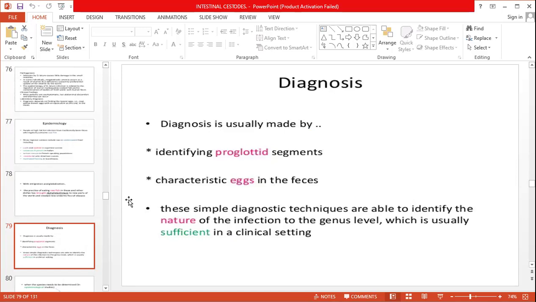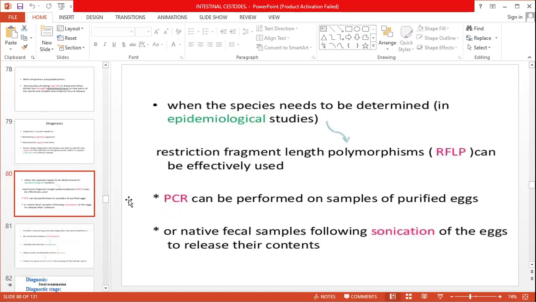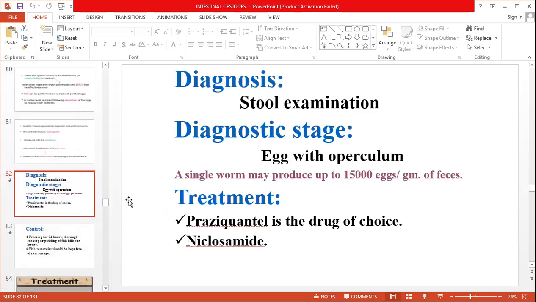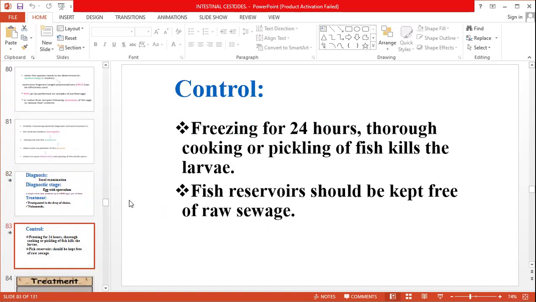Diagnosis is made by identifying proglottid segments and the characteristic eggs in the feces. Other techniques are available. PCR can be done, and hence stool examination is diagnostic. When eggs are found, treatment is done with praziquantel and niclosamide.